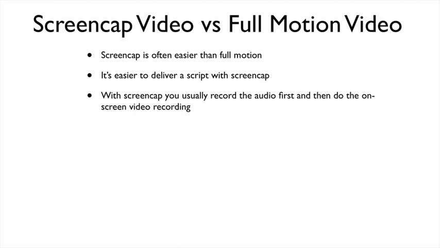With screen caps, you basically record the audio first, and then you do the on-screen video recording. That is if you're going to do a heavily scripted piece. Something like this, where I'm just speaking to my PowerPoints and I'm in a teaching mode, you don't need to do that. But if it's a piece of pre-launch content that's tightly scripted, then a lot of times you'll record the audio first. And when you do that, it's a lot easier. You can just read it off your computer screen. You can read it off a printout. You can't do that so much with a full motion video.